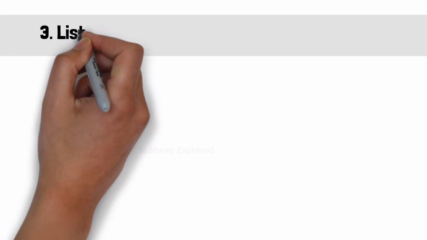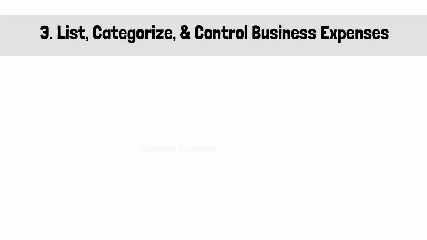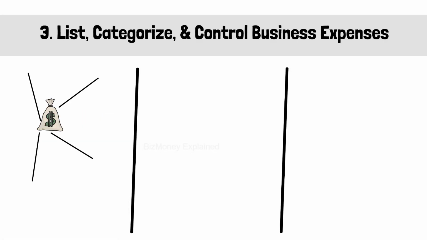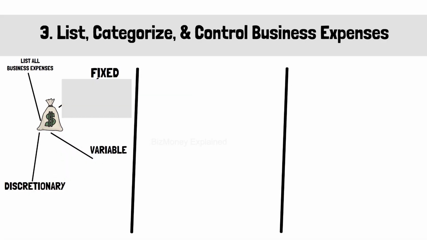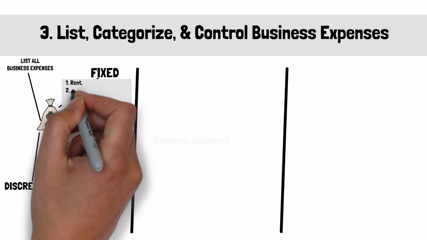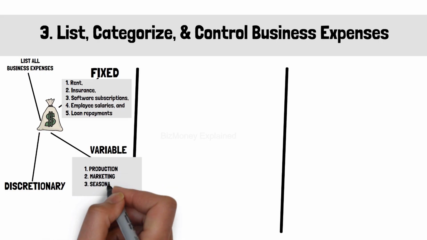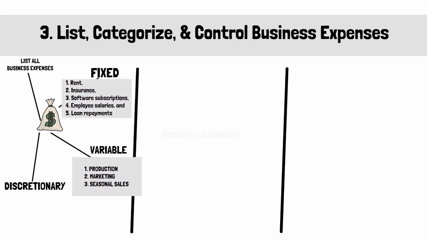Step number 3: list, categorize, and control business expenses. Now it's time to understand exactly where your money goes. Start by listing every expense your business incurs, no matter how small. Divide them into 3 categories: fixed, variable, and discretionary. Fixed expenses are predictable costs, such as rent, insurance, software subscriptions, employee salaries, and loan repayments. Variable expenses change according to production, marketing campaigns, or seasonal sales, like raw materials, delivery costs, or commissions.